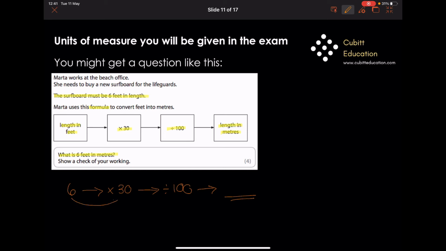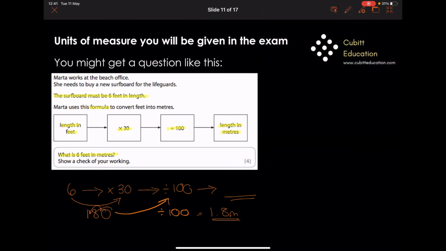So 6 times 30, or if you've paused the video and had a go at this, you might already have your answer. 6 times 3 is 18, so 6 times 30 must be 180. Then 180, and we're going to divide by 100 now. Remember, when we divide by 100, we go back 2 places because there's 2 zeros. It gives us 1.8 meters. And that's it. Oh, hang on, sorry. You just need to show a check for your working there.